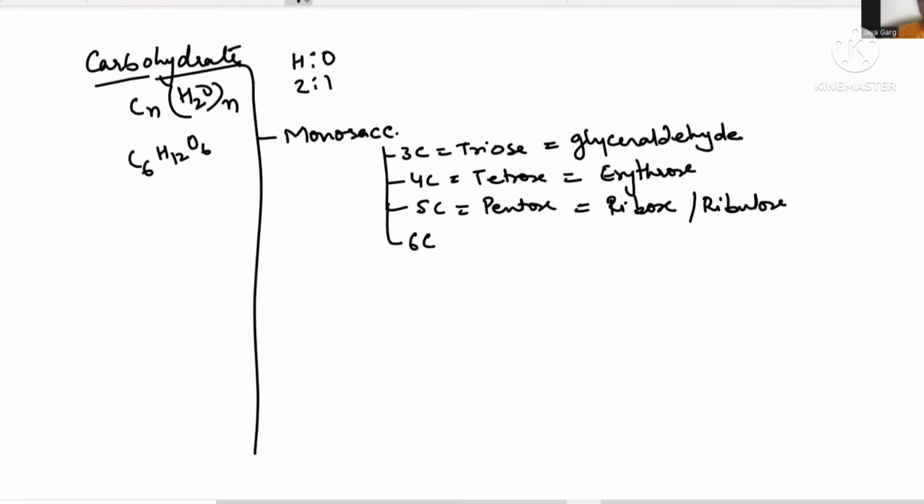6 carbon, hexose sugar. Example, glucose, galactose, fructose.